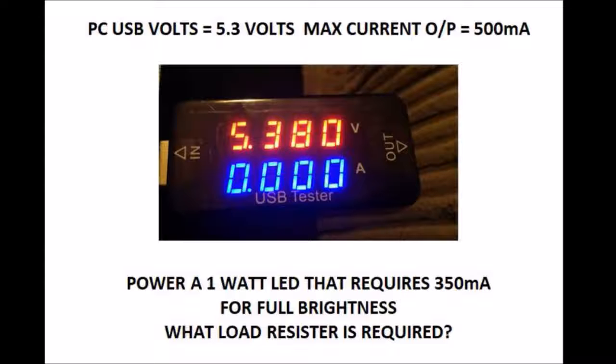Right, so here we are. PC USB voltage out, as you can see, was 5.38. I didn't bother with the 8, I just put 5.3. I could have put 5.4, but I didn't. And the max current out of a USB PC socket is 500 milliamps. You won't get any more than that. And I want to power a 1 watt LED that requires 350 milliamps of current flow for full brightness. So what's the load resistor that I'm going to require?